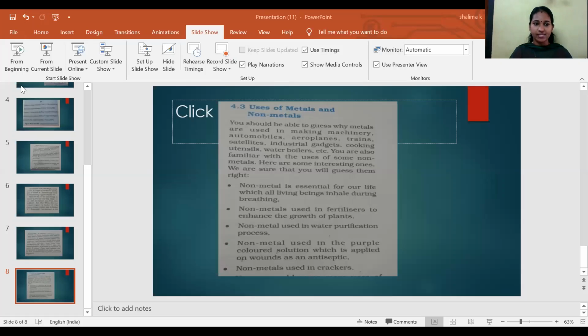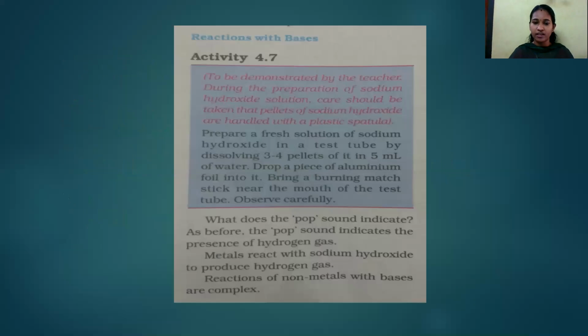In the last class you have studied reaction with the acids. Today you are going to study reaction with the bases, displacement reaction and uses of non-metals. First one, reaction with the bases. Start with the activity. What is the activity?